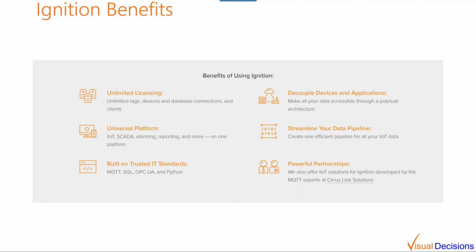In my opinion, though, the big differentiator between Ignition and other platforms is the pricing model. Not only is the initial pricing for Ignition lower than competing solutions, but it's a perpetual license instead of being an annual subscription fee.